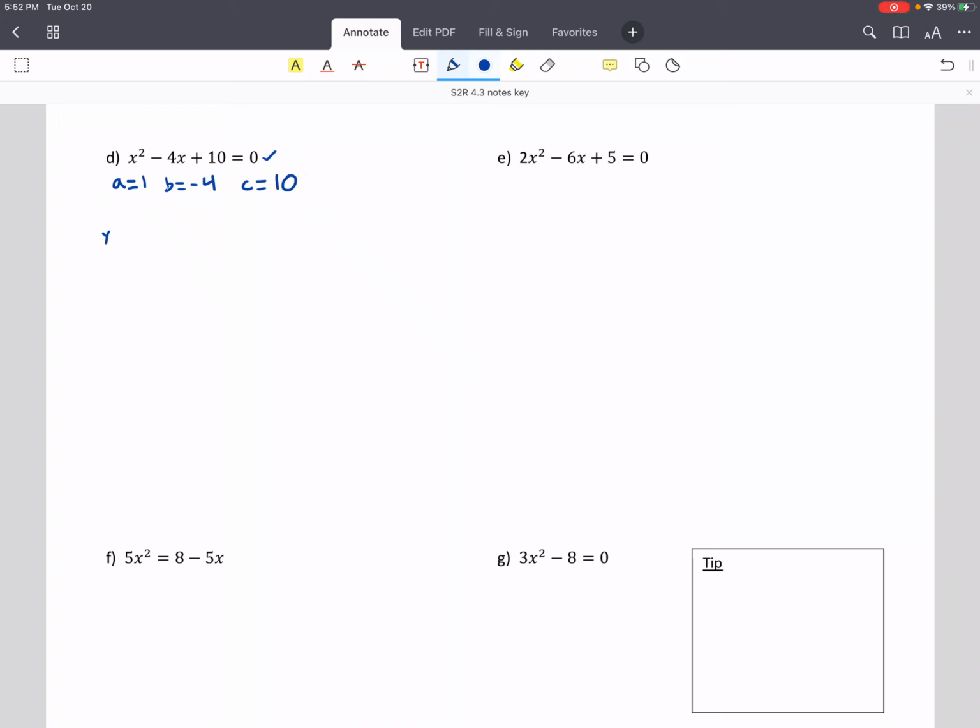Now, for the quadratic formula, x equals -b. In this case, b is -4. Another way to think about -b is taking the opposite of b. So if b is -4, the opposite of b is +4, plus or minus the square root of -4 squared minus 4 times a, which is 1, times c, which is 10, all over 2 times a, which is 1.